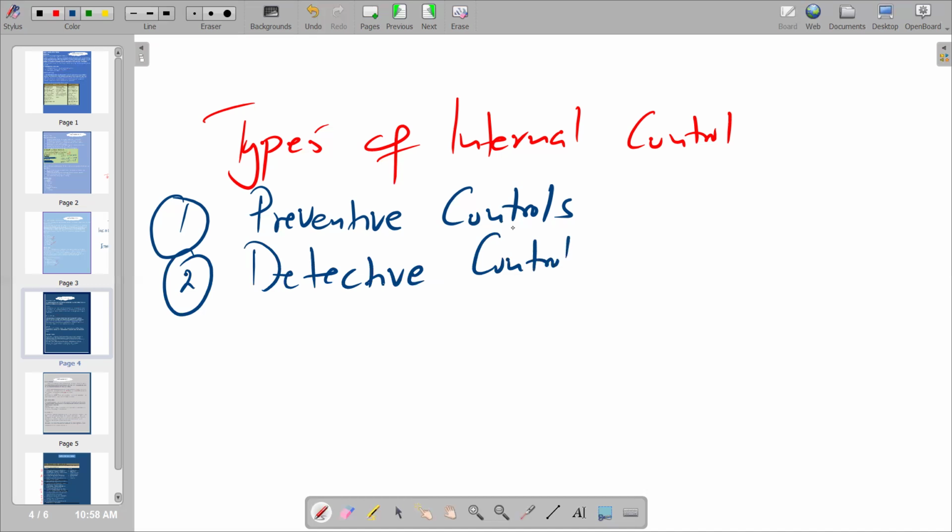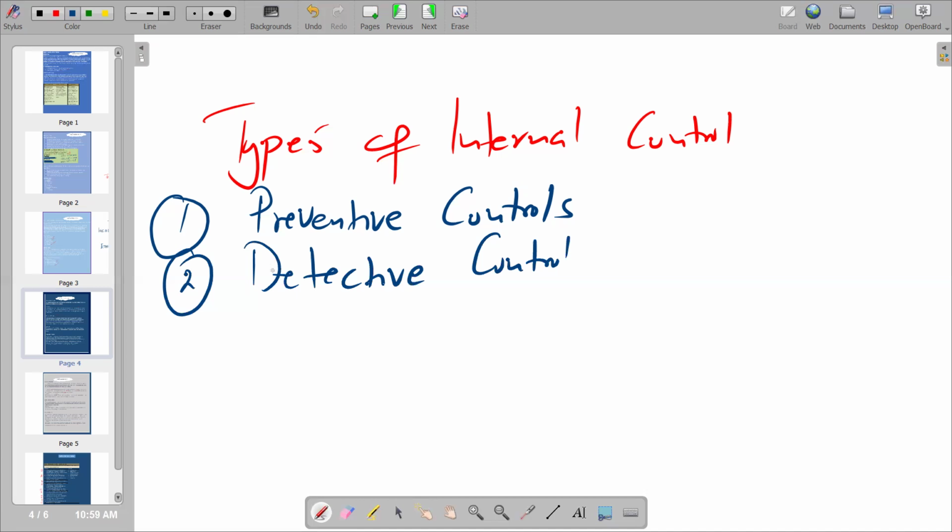So detective controls aim to identify problems that have already occurred. For example, we have bank reconciliation, which compares internal records to the statements to detect differences or discrepancies. So those are detective controls, and they aim to identify problems that have already occurred. That is different from preventive controls, where we are trying to avoid a problem from occurring, while with detective controls we are trying to identify a problem that has occurred.